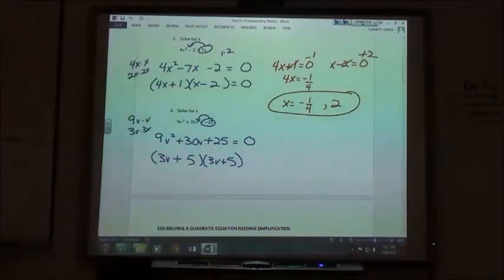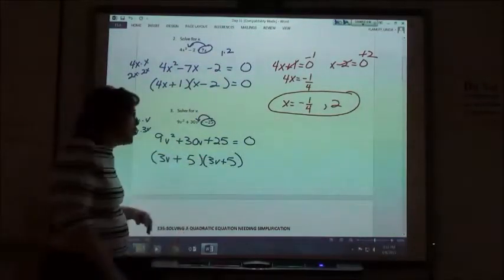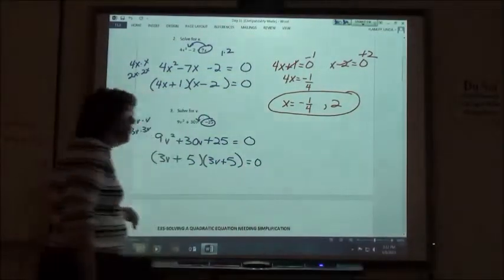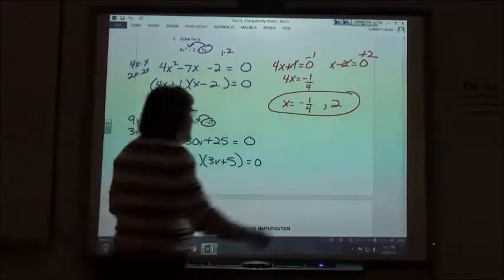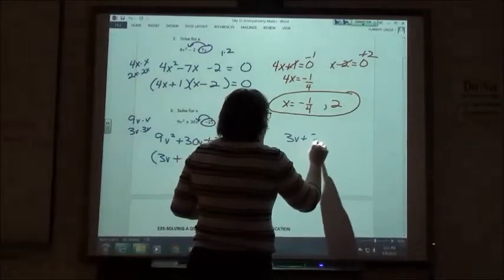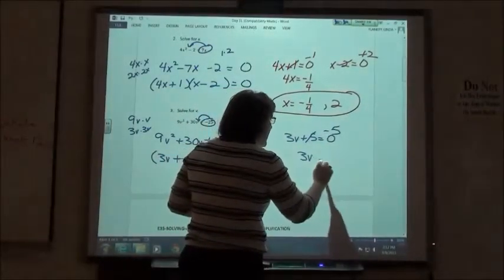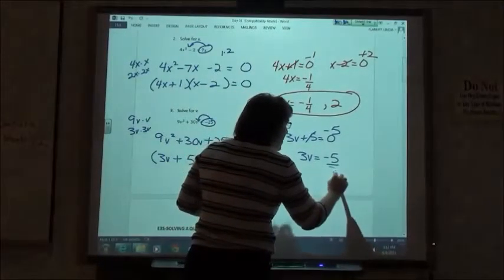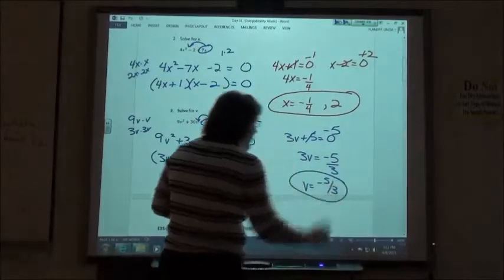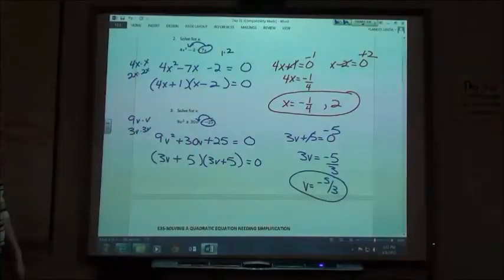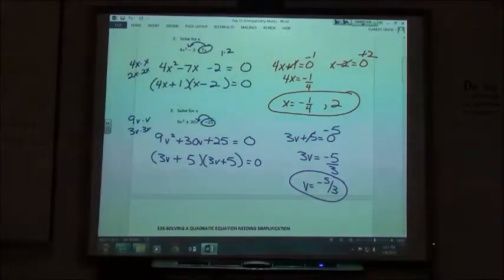30v in the middle. So this is what's known as a double root. I'm going to get the same answer twice. I don't have to solve it twice. I'm just going to solve it once because I'm going to get the same answer either way. So if 3v plus 5 equals 0, I'm going to minus my 5. 3v equals negative 5 and divide by my 3. v equals negative 5/3. And I'm just going to have one answer because I really would get the same answer twice. Negative 5/3.